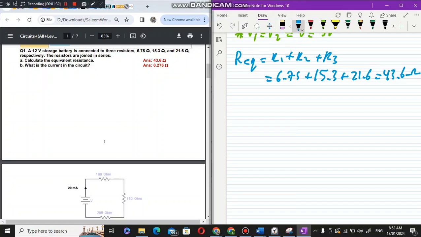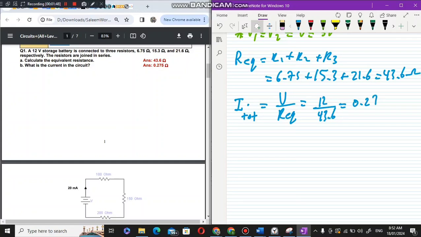What is the current in the circuit? We know that the current is equal to the following. So the total current is always equal to voltage over R equivalent. This is the total current, which is equal to 12 volts divided by 43.6, which is equal to 0.275 amperes.